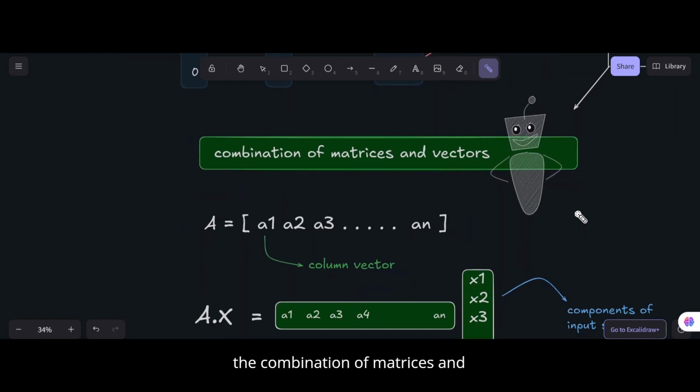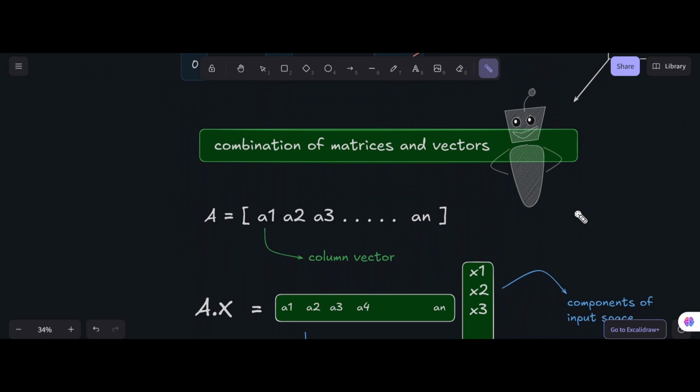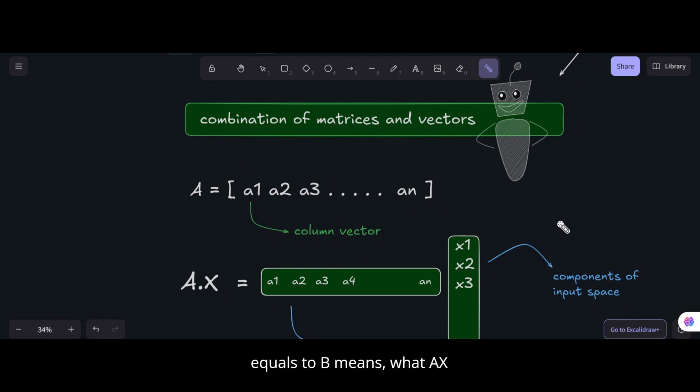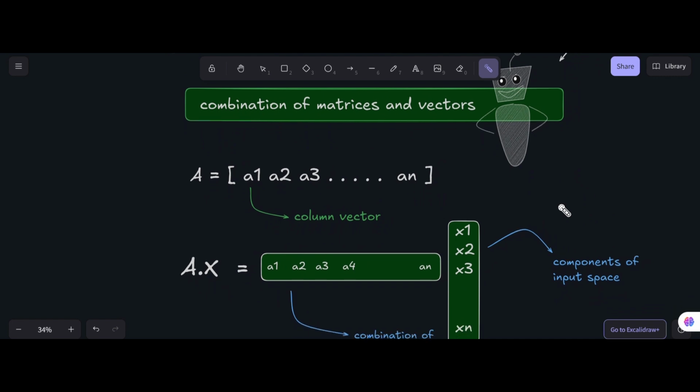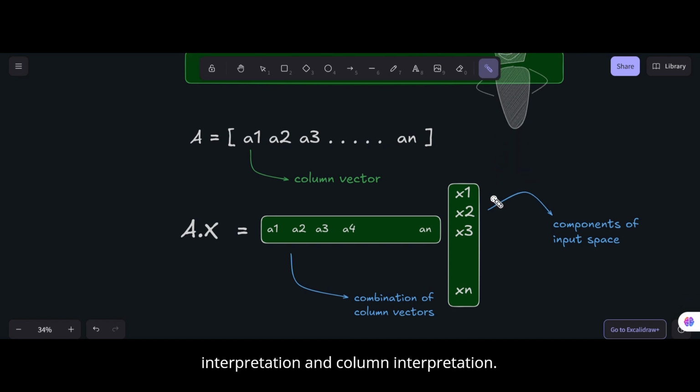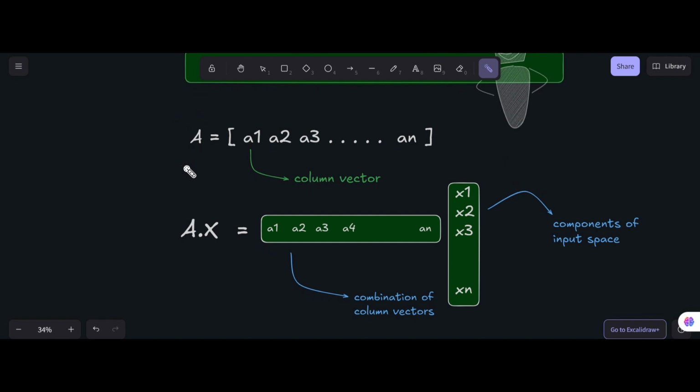Now let's head towards the combination of matrices and vectors. Previously we studied what AX equals B means. What AX exactly means is the linear transformation from Rn to Rm. In a similar fashion, I can interpret the combination of my matrix and the vectors as the row interpretation and column interpretation.